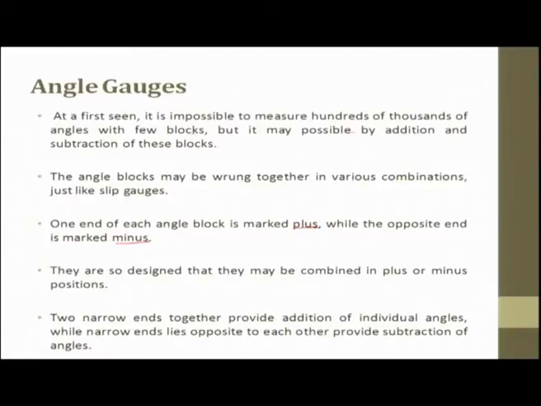So, you will have a taper. They are so designed that they may be combined in plus or minus position. So, you can have plus and minus, or minus and plus. So, it subtracts and generates the angle. Two narrow ends together provide an addition of individual angles, while narrow ends lying opposite to each other provide a subtraction of angles. So, this is what we saw here. It can be addition, it can be subtraction.